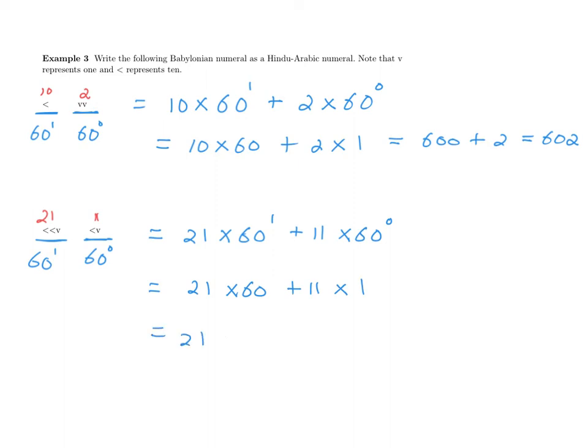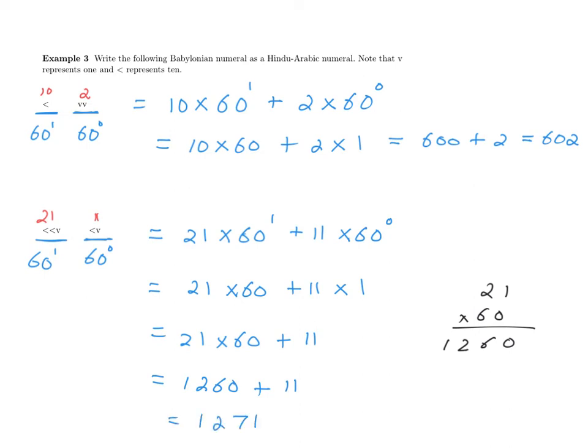And 21 times 60 plus, 11 times 1 is just 11. To multiply that out, we need to do 21 times 60. Bring down the 0. We have a 6 and a 1 and a 2. So this is 1,260 plus 11. And we add those together, we get 1,271. That is the corresponding base 10 numeral that represents these numerals here.